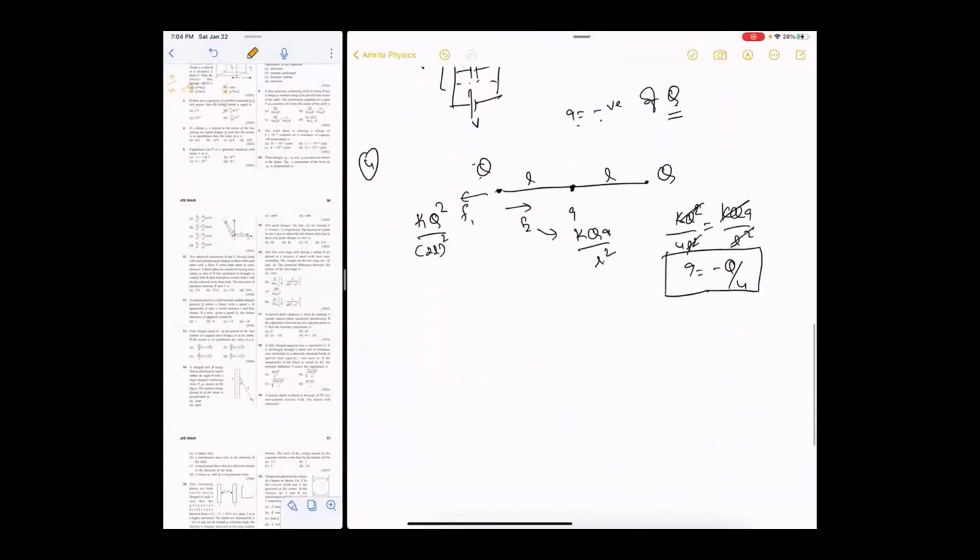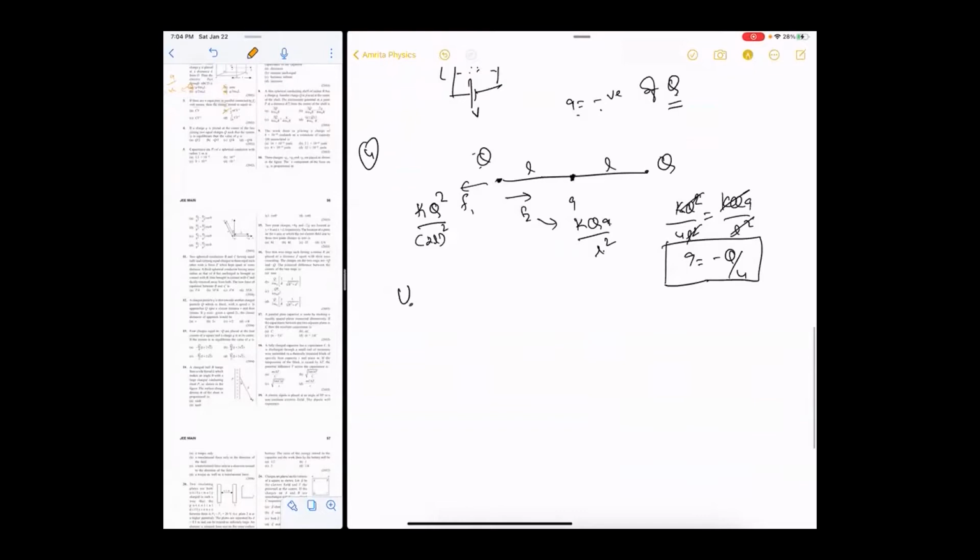Now, if they ask you what is the potential energy of the system, this small q is how much? Minus Q by 4. We have 3 charges, 1, 2, 3. So we have 3 interactions: 1 and 2, 2 and 3, and 1 and 3. So potential energy is K into Q into small q by L. Again, 2 and 3 is also the same, so into 2 times, plus K into Q by 2L.